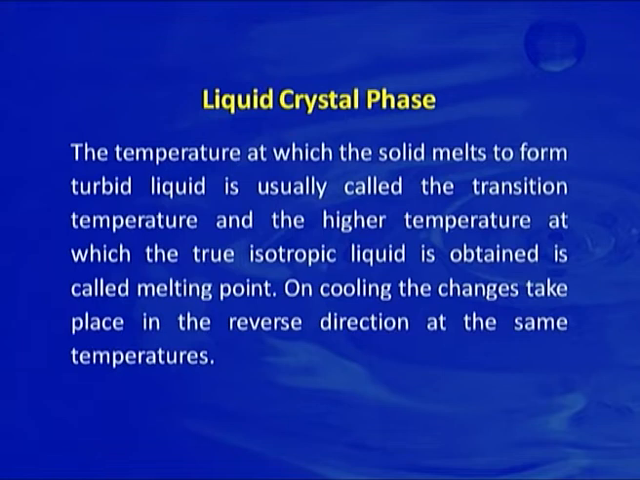The temperature at which the solid melts to form a turbid liquid is usually called the transition temperature, and the higher temperature at which a true isotropic liquid is obtained is called the melting point. On cooling, the changes take place in the reverse direction at the same temperatures. The substances showing liquid crystal character are highly stable and do not decompose on heating even to high temperature. Thus, besides the solid, liquid and gaseous states, the fourth state of matter to be considered is the mesomorphic state.